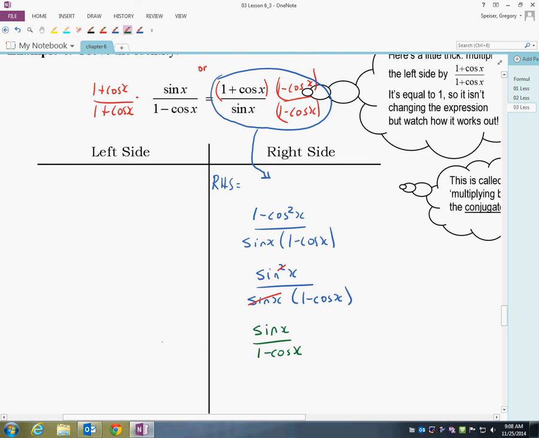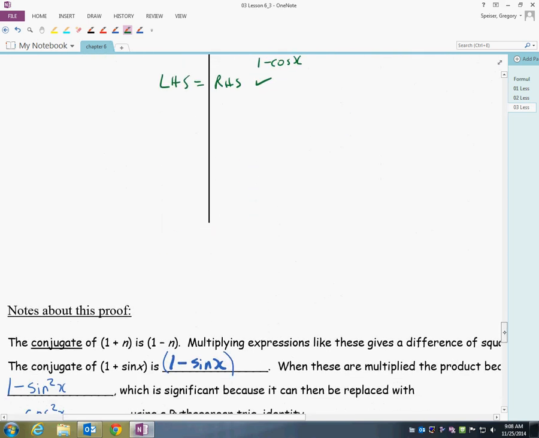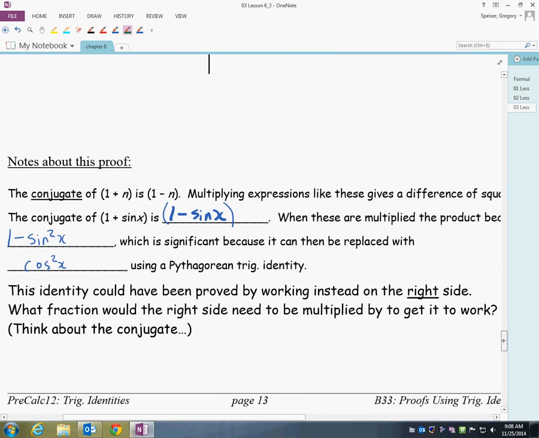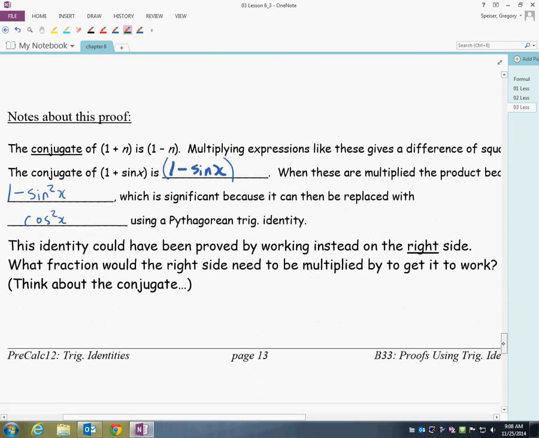Okay, so we say left-hand side is equal to the right-hand side. Cha-ching, very nice. Okay, anything else to do in this one? I don't think so. What fraction would the right hand need? Okay, I think we answered that.